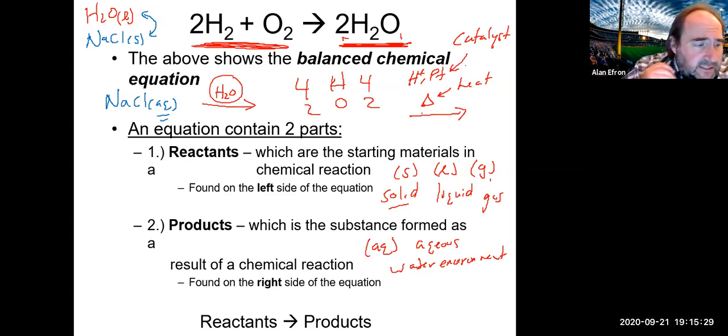If something has just the L symbol, it implies that it's just a straight substance by itself, like pure water by itself, anything that's just by itself, one thing. Aqueous usually means something has been taken and dissolved. So those are some very common symbols that we see in equations.